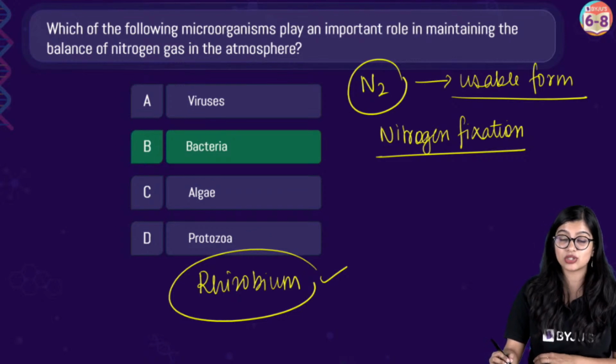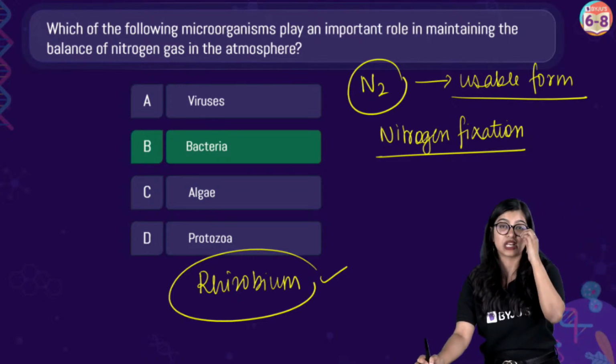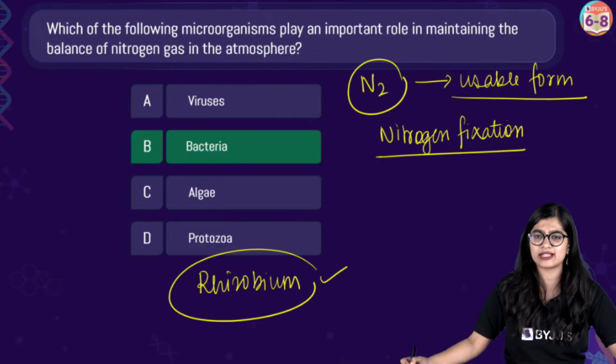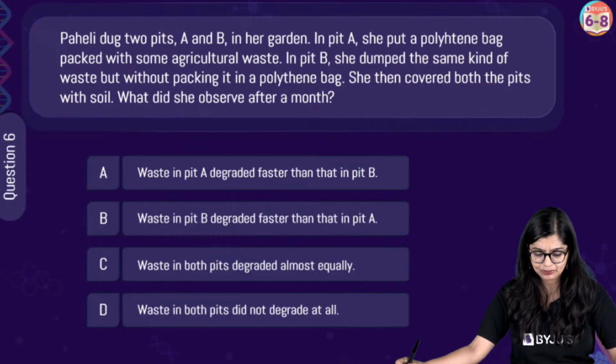Along with this, we also see that there are other organisms like nitrosomonas and pseudomonas. So, other different kinds of bacteria are also available.